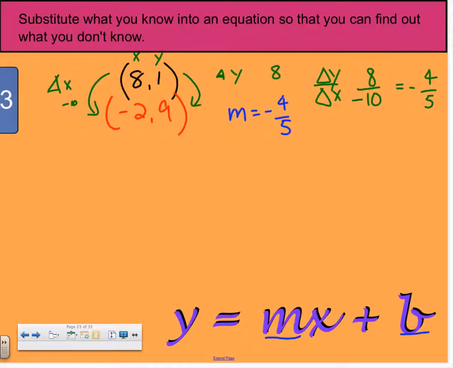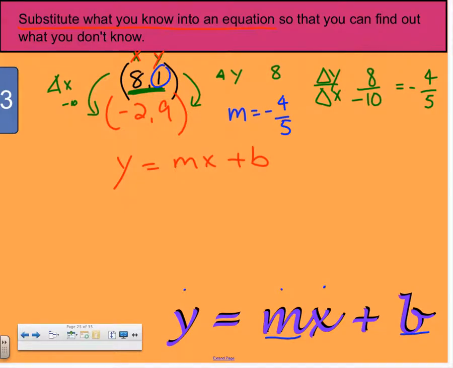Notice down here, if I have a y, and I have m, and I have an x, I could substitute all of those into an equation and be able to find b. So let's try that. Let's use one of these points that they already gave us. Check this out. They gave me this point (8, 1). They gave me an x, which was 8, and they gave me a y. So let's substitute all of those in. So remember, I have y equals mx plus b. Like I said up here, substitute what you know into an equation. So let me take this number 1.